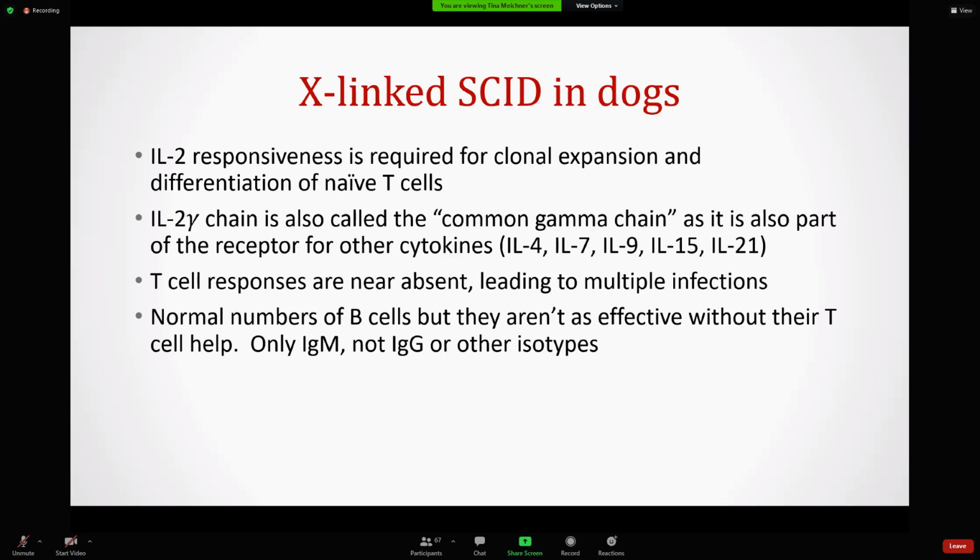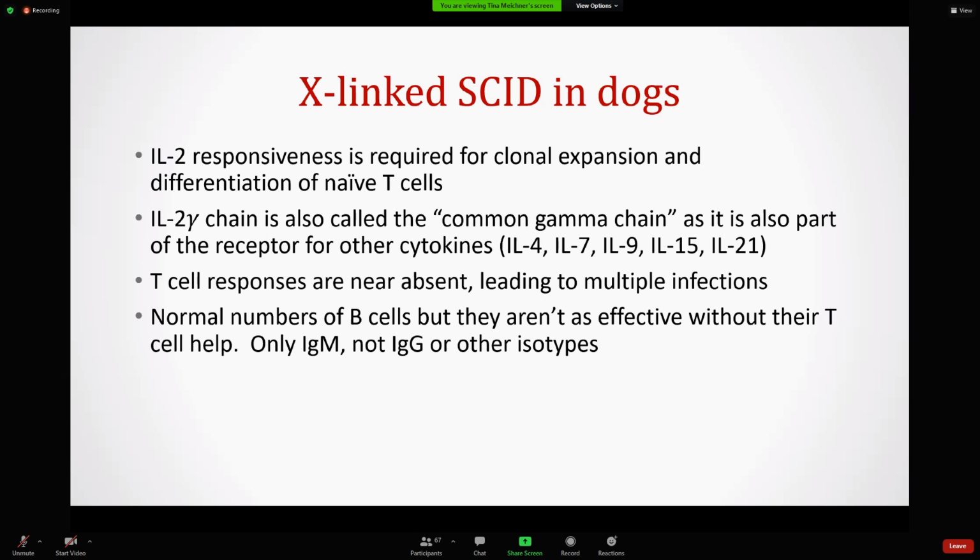They usually have normal numbers of T cells, and that's why we see that IgM was normal in this dog. But these B cells are not as functional because they still need help from their T cell friends to proliferate and mature into plasma cells and produce certain antibodies and switch to other antibodies. And that's the reason why IgM is normal, but IgG and IgA was low, because those B cells cannot switch antibodies without their T cell help.